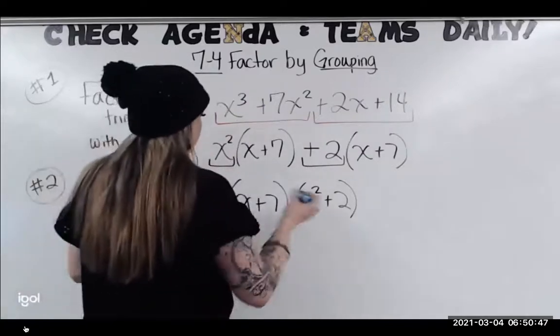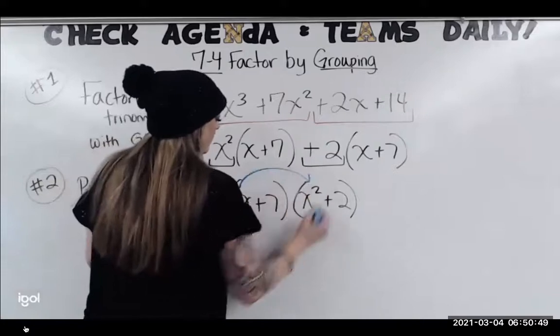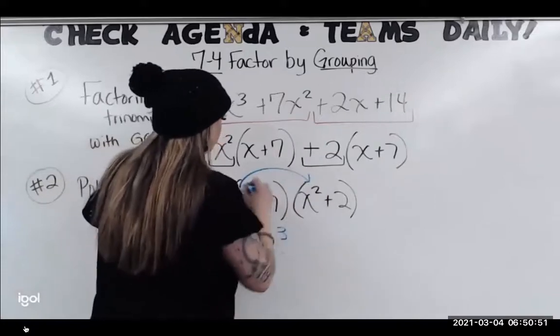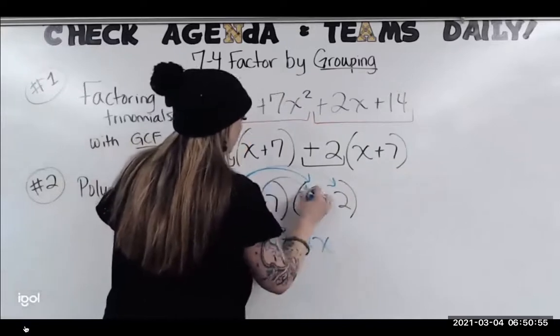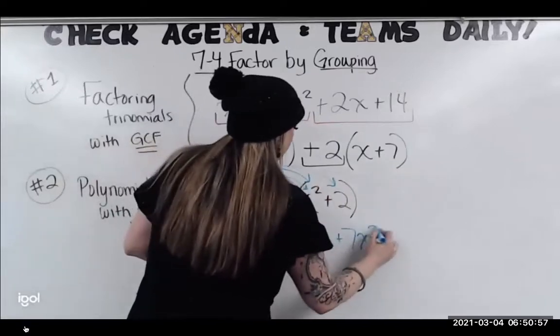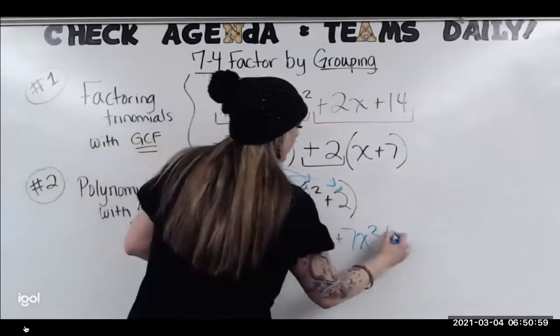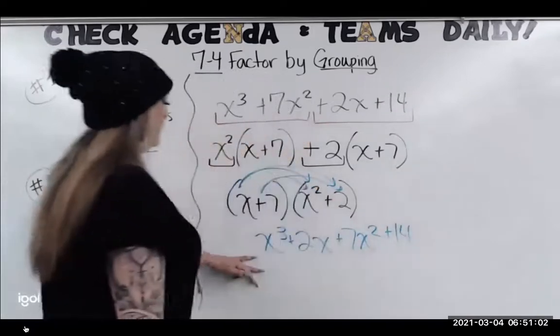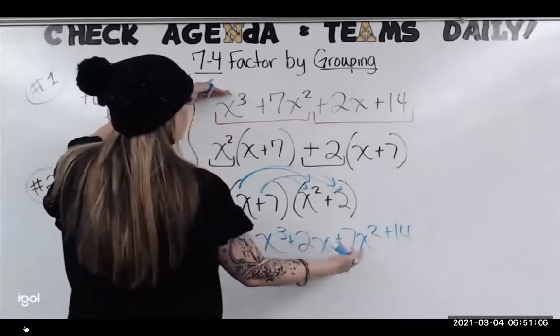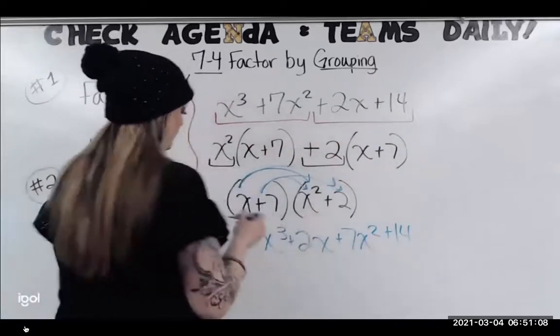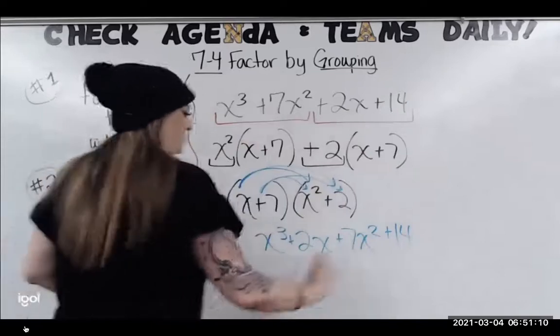So let's see if this works. We have x cubed, 2x, 7x squared, and positive 14. And if we look in standard form, these just flip spots, and that's exactly what we have here. Let's do a couple more.